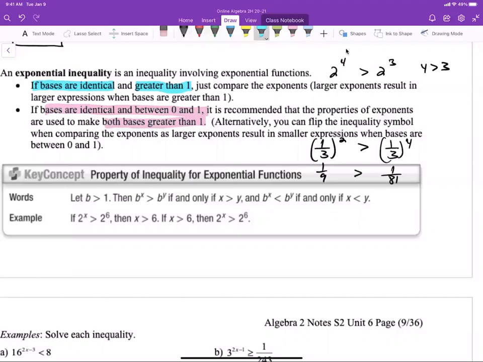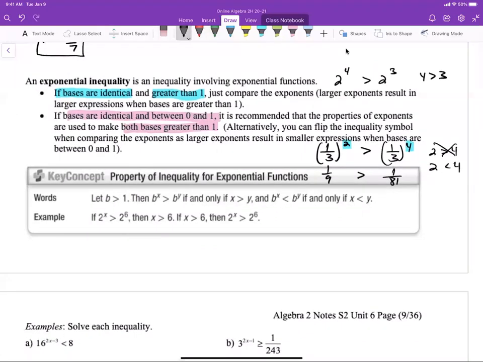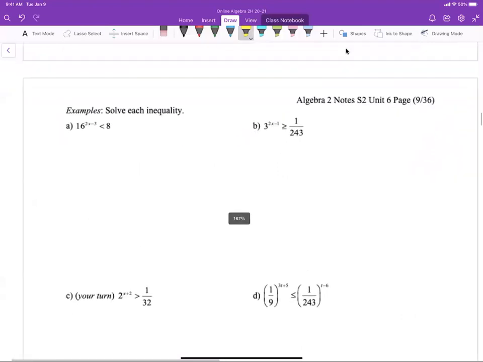However, if we were to compare the exponents, we would have to flip the sign, because 2 is not greater than 4. 2 is less than 4. So if we have a situation where my bases are less than 1, we should make our lives easier and change the bases so that we do not have to worry about switching this sign. And I will give you an example of that very soon.